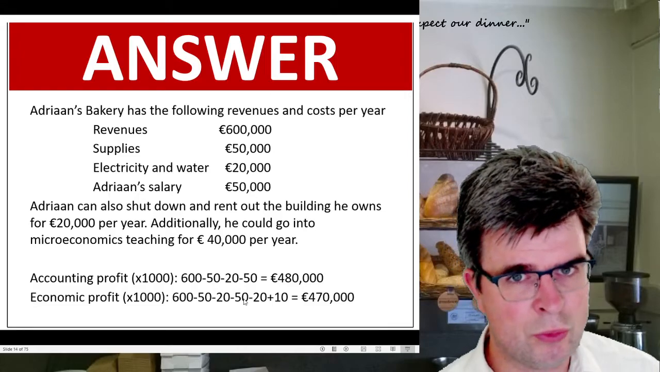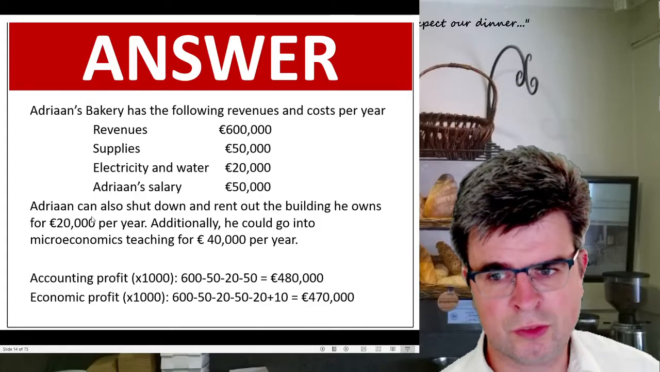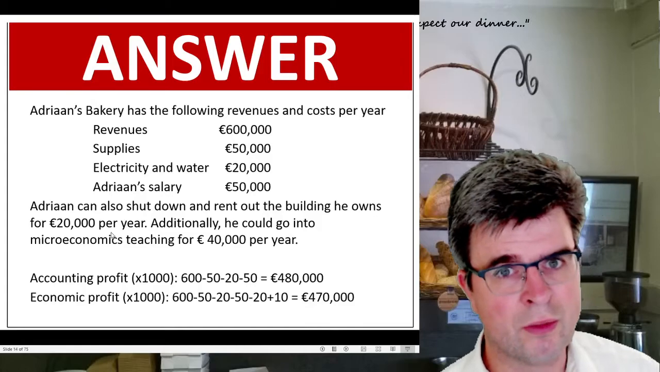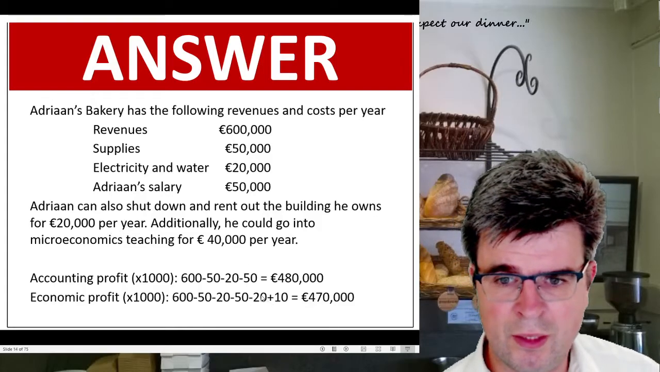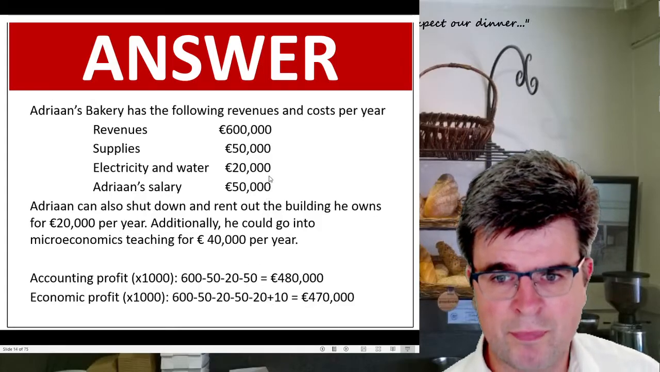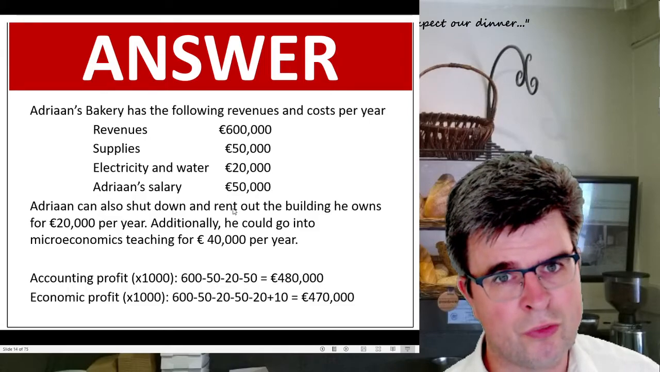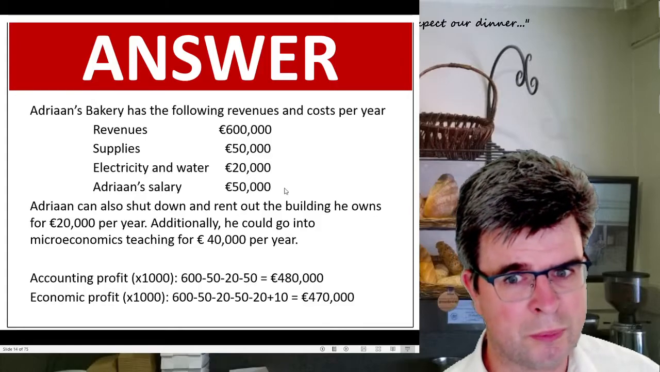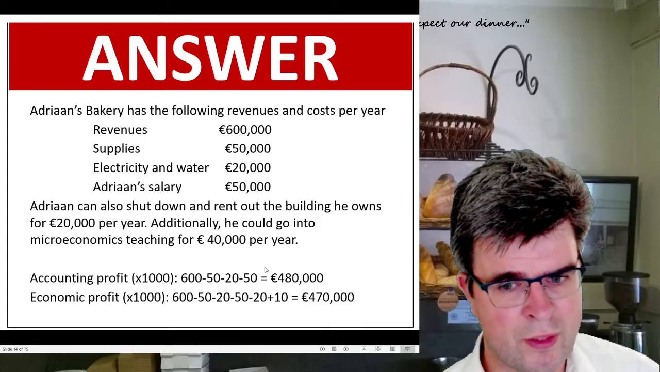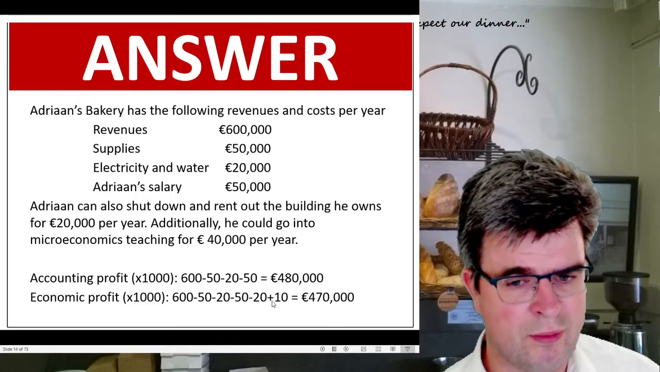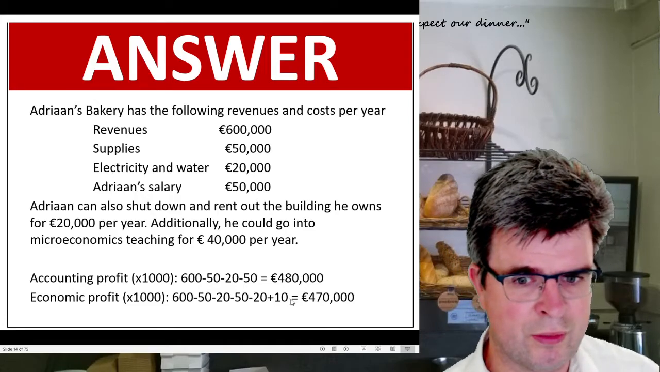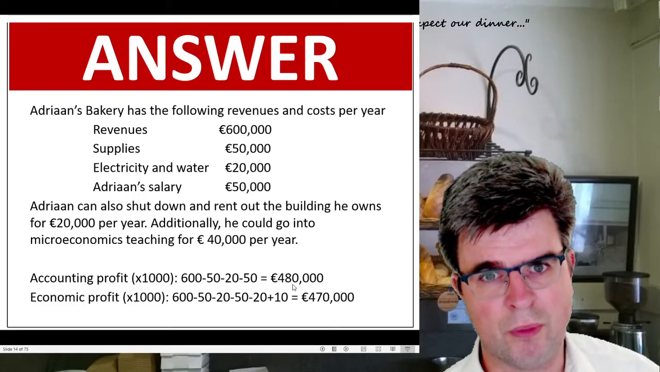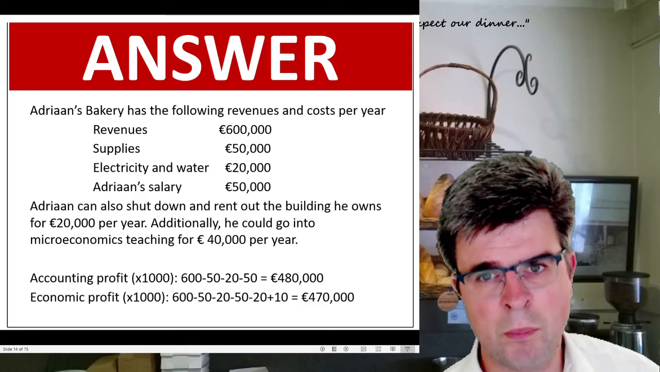But we also need to subtract the opportunity cost of 20,000 because we cannot rent out the building if using it ourselves. And we need to take into account that the opportunity cost of employing Adrian in the bakery instead of elsewhere is not 50,000 but only 40,000. So we have a plus 10 over here. So the economic profit is identical to €470,000. And that completes the quiz question.